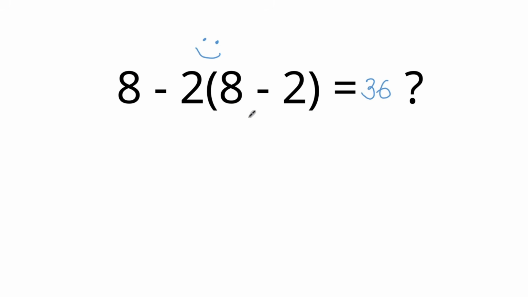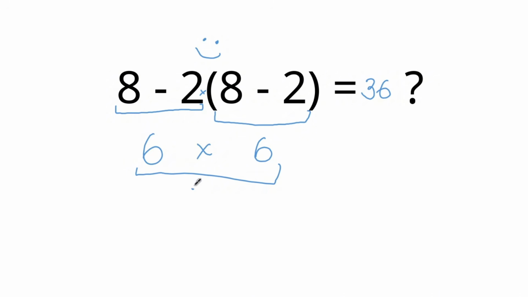We do first what's inside the parentheses. And here we have 8 minus 2, which equals 6. Then we do from left to right. We do 8 minus 2 equals 6 as well. And in the end, we do this small multiplication. So we have 6 multiplied by 6. And the result is 36.